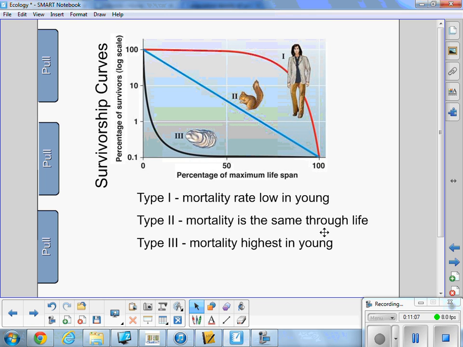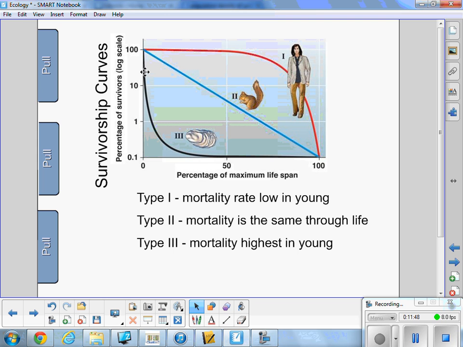With type 2 mortality, it's the same throughout life. It's not going to make a difference how old they are. They have an equal chance of dying no matter what stage of life they're in. And then with type 3 mortality, we have very high mortality in the younger time span of life. And if they survive to be older, then they do tend to survive, but it's not like humans.